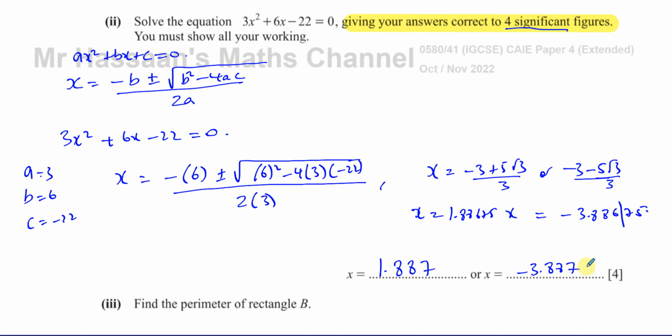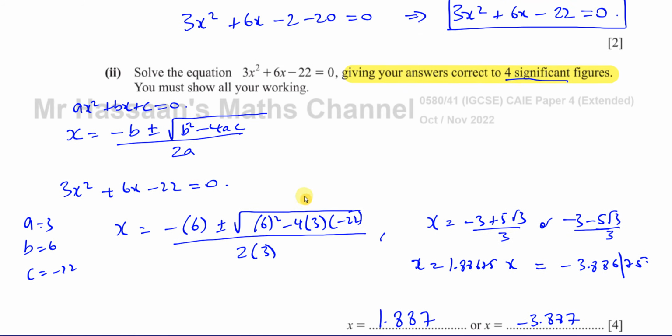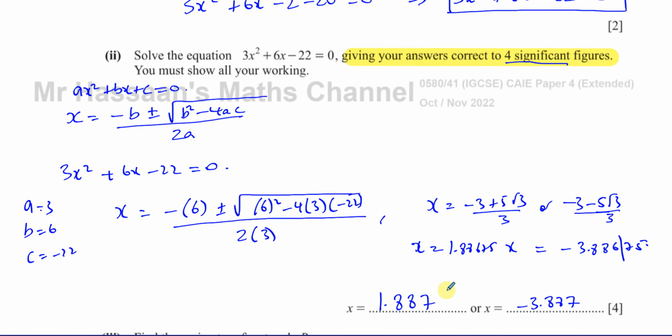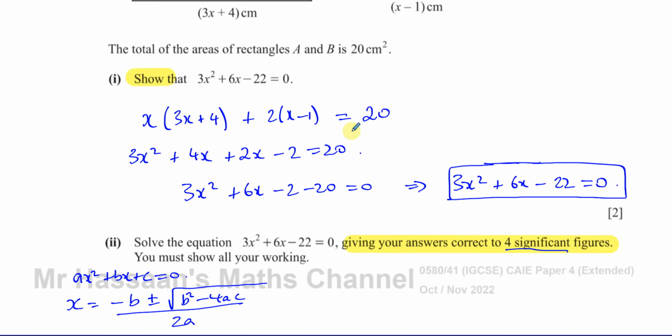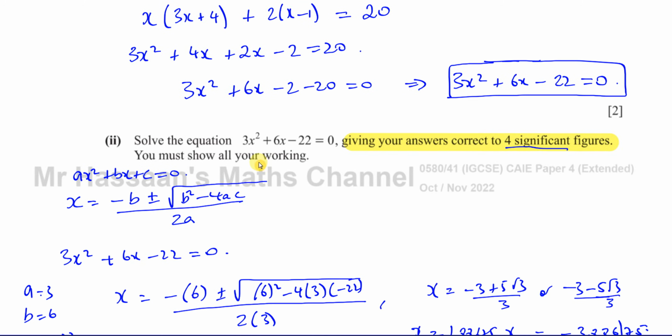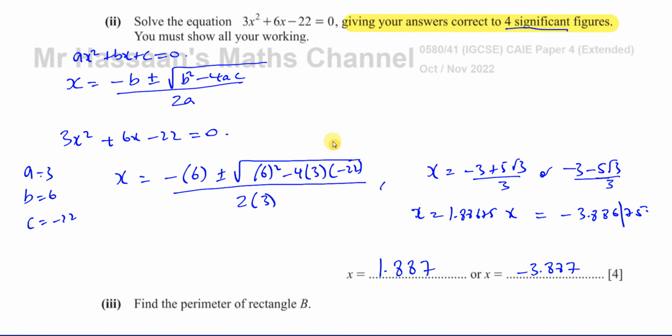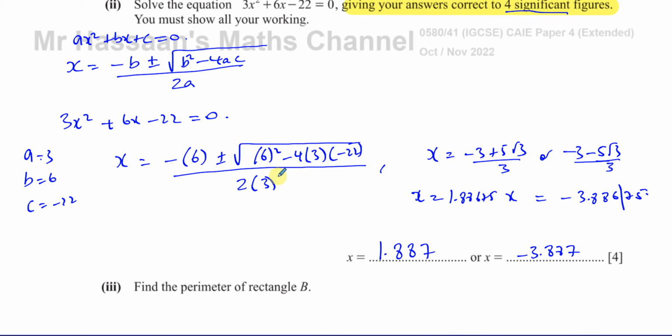One positive, one negative. Now here they're not asking us in part 2 for any context of these answers. They're not saying find any perimeter like they're doing in the last part, or use these values to find anything to do with these triangles. Here it's just saying solve this equation, so there's no context to this. But part 3 says find the perimeter of rectangle B.